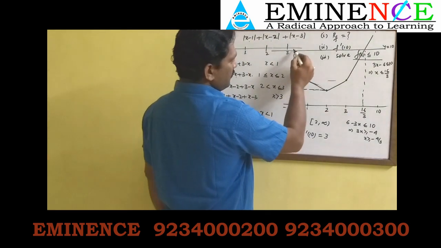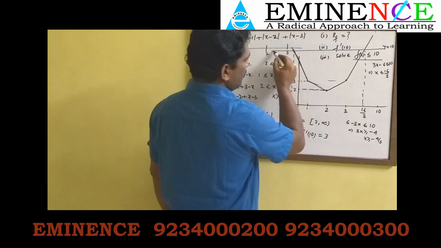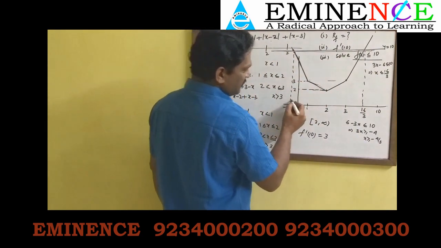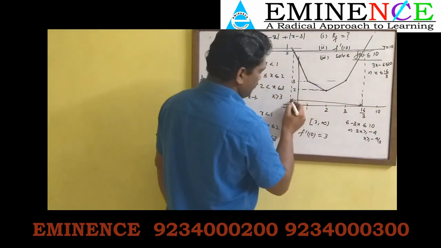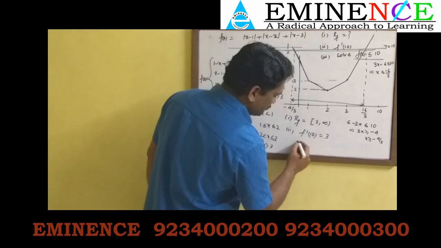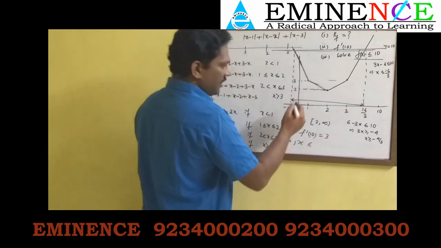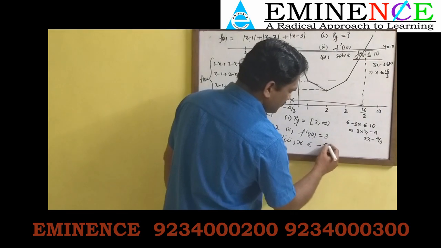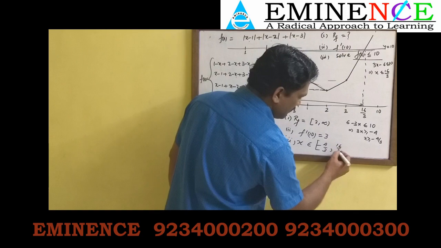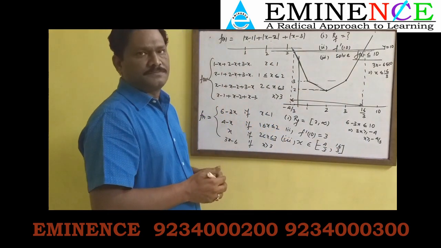Now I want this graph of f(x) to lie below this line, that is y equal to 10. So this is the set of values, that is minus 4 by 3 to 16 by 3. So for the third one I will say x belongs to minus 4 by 3 closed to 16 by 3 closed. So this is the interval where x should lie.